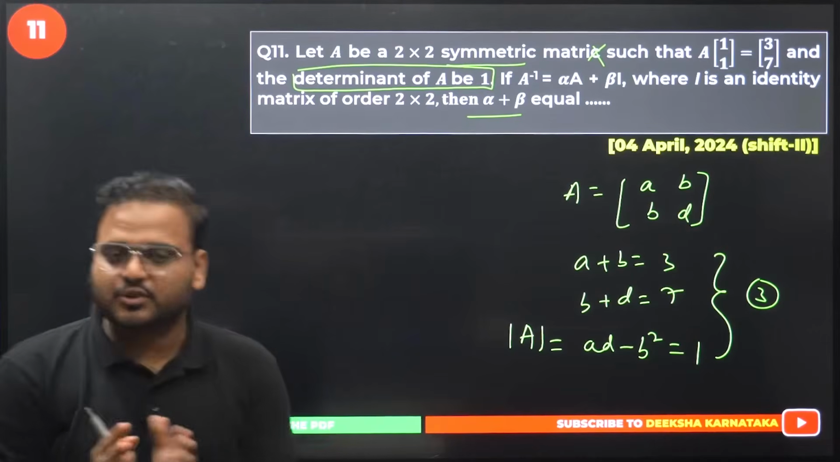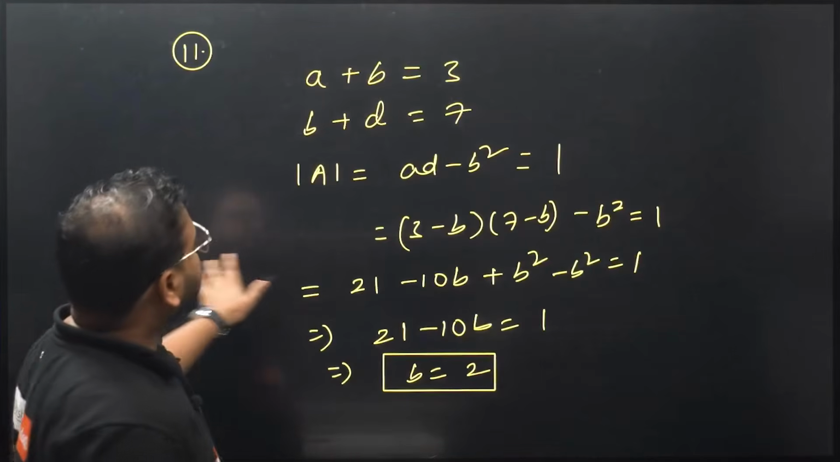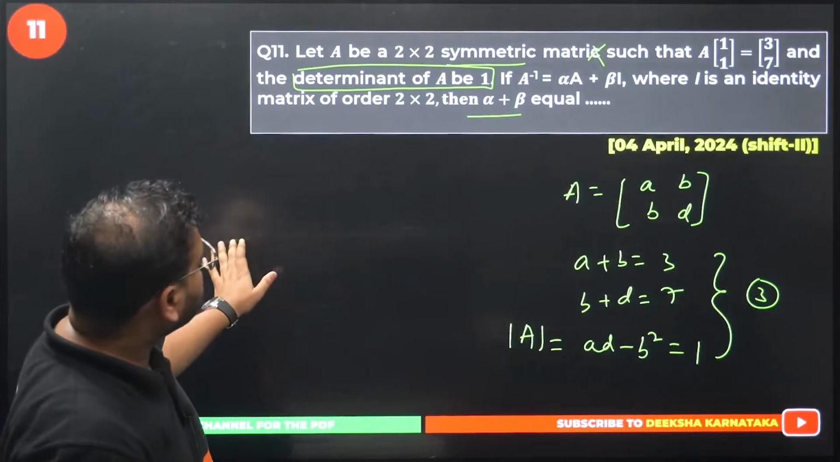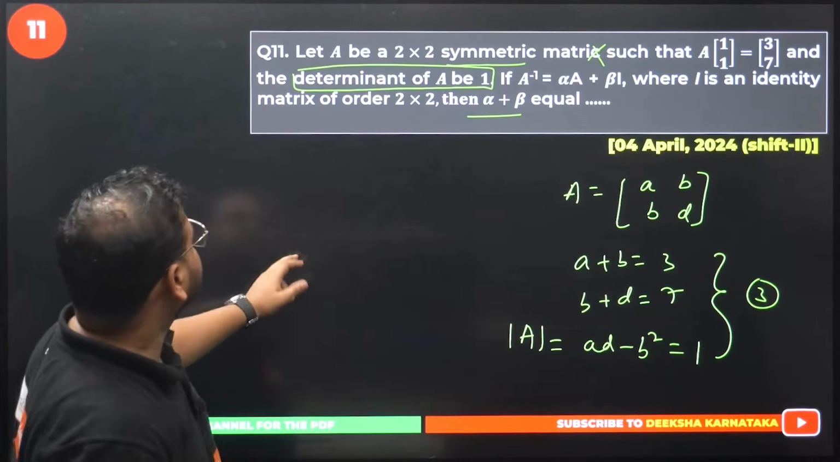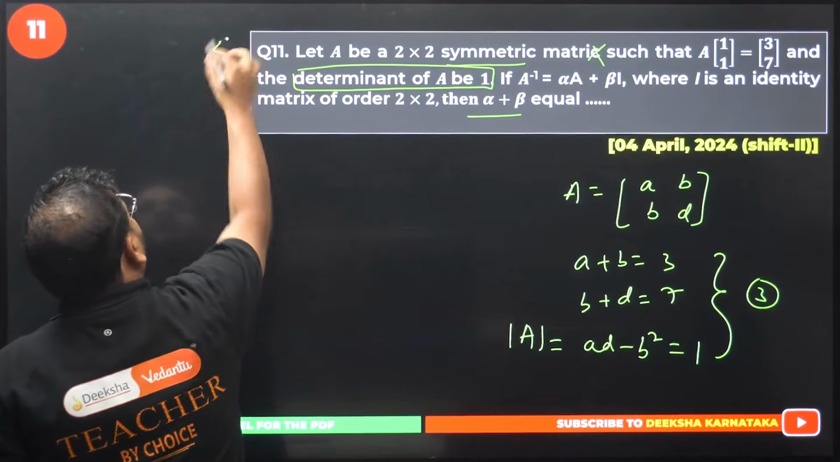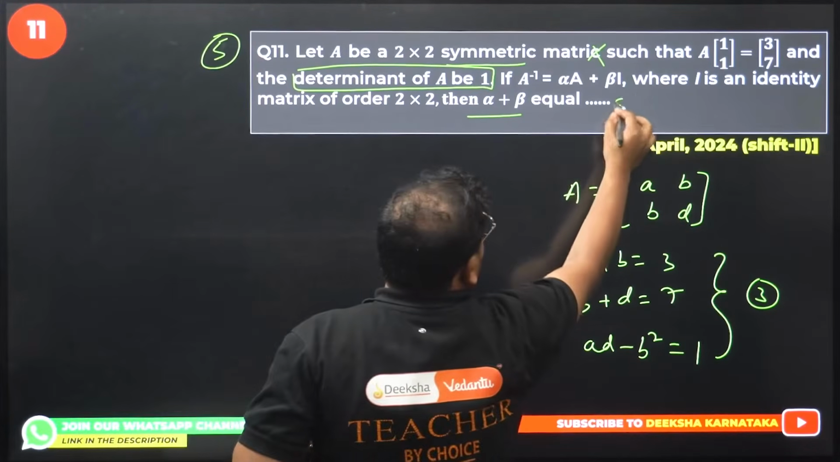Done? Can I start the solution now? Okay. 11th one, I think the answer should be 5 over here. I have to check. I think the answer should be 5, but I have to check to get the right answer. I think it is 5 only. I have solved it. This answer is coming as 5 only, sir.